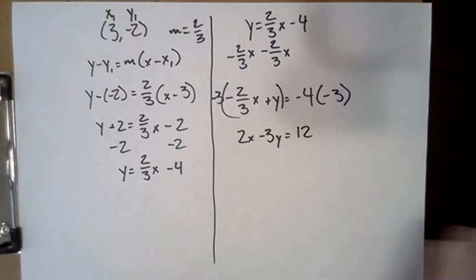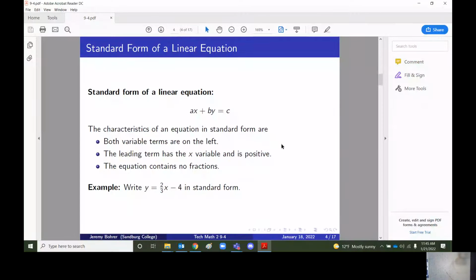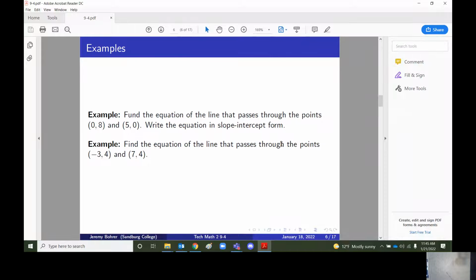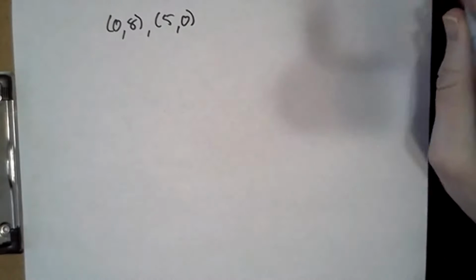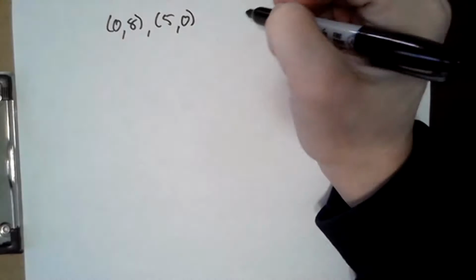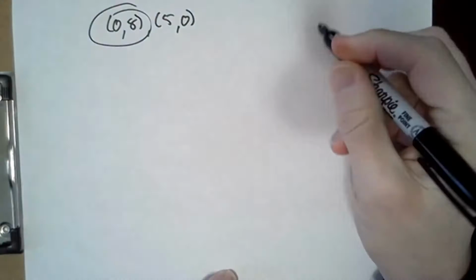Next up. In this next problem, we're asked to find the equation of the line that passes through the points 0, 8, and 5, 0. And write that equation in slope-intercept form. Okay, if it goes through 0, 8, and 5, 0, we already have our y-intercept. Our y-intercept is this point here, it's 0, 8.